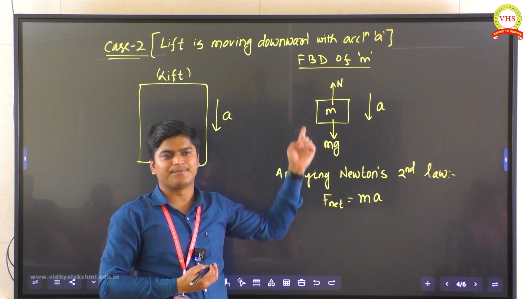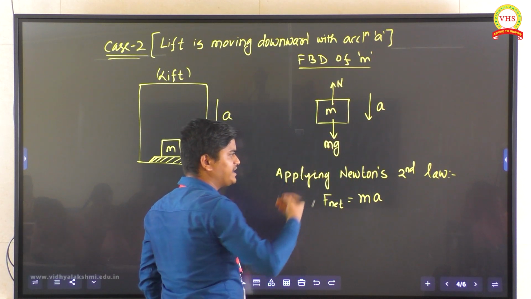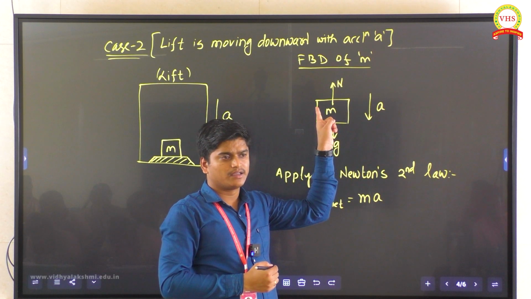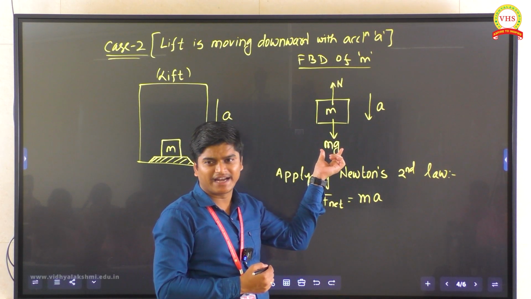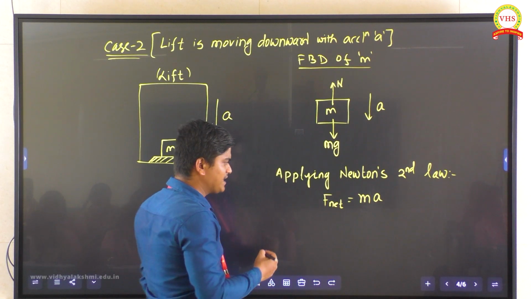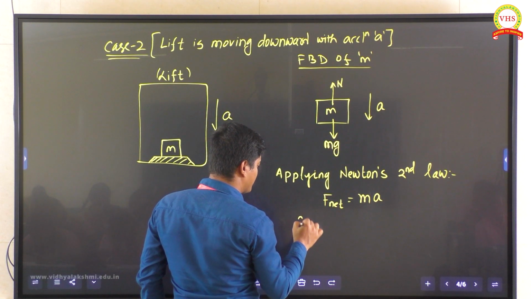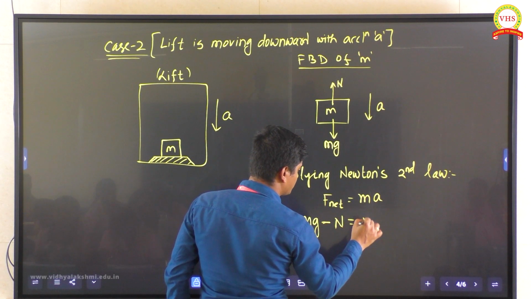N and mg. Very good. So your two forces are there, N and mg. And you see here this object is moving in the downward direction. That means this mg will be greater. That one is making it move downward. You understand? So now mg minus N equal to what? ma.